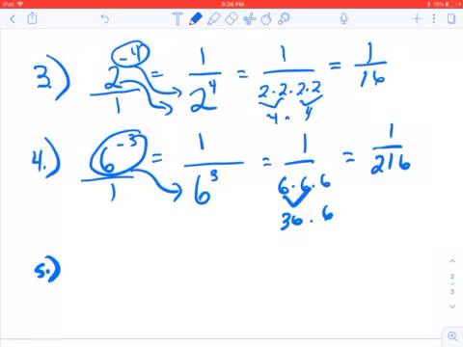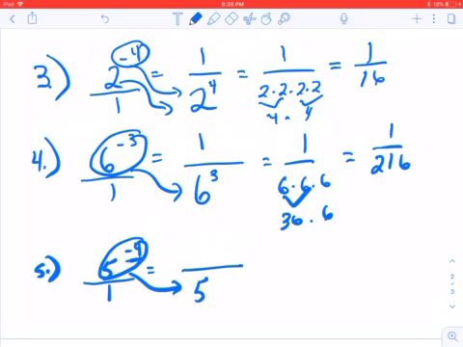Okay, last one. Let's say we have 5 to the negative 4 power. So again, this is currently in a numerator. We're going to have to bump the whole thing to the denominator. When we do, we keep the base. The exponent, however, gets the opposite sign. So we get positive 4 as our exponent.